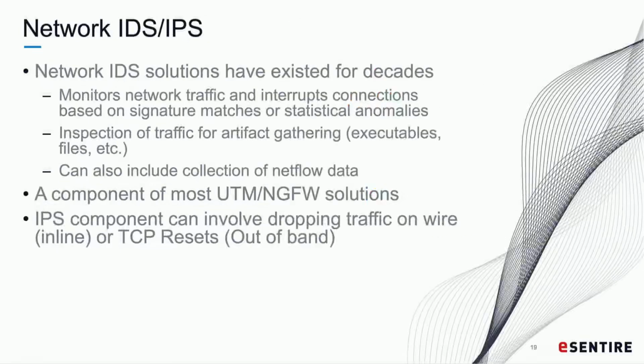So the network IDS and IPS side of things, this is the oldest of the ones that I just referenced. Very obvious in its function: observe network traffic as it's going over the wire, look for either signature-based matches of malicious activity or anything that might constitute some sort of anomaly, and then either flag it if it's an IDS or interrupt it if it's an IPS. There are a few different ways of doing that. If you're in line, it's easy to just cut the connection, but if you're out of band, you can do things like TCP resets as well.